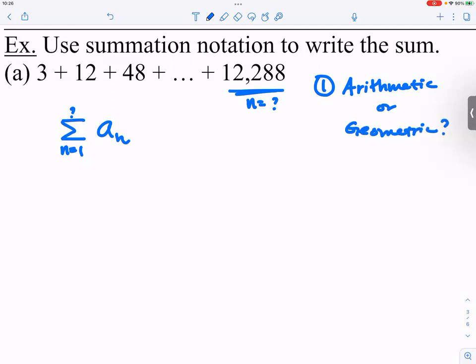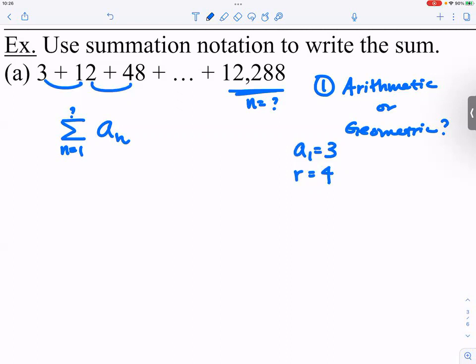In other words, are we adding numbers between the list of numbers? Are we adding from 3 to 12 to 48, all the way to 12,288? Are we adding numbers or are we multiplying? It's very easy to see that we are multiplying, and we are multiplying by 4, right? So 3 times 4 is 12. 12 times 4 is 48. Very easy to spot. And your first term is 3. Very easy to spot.